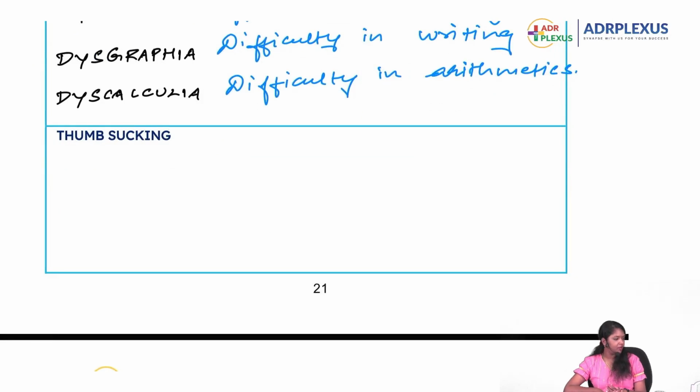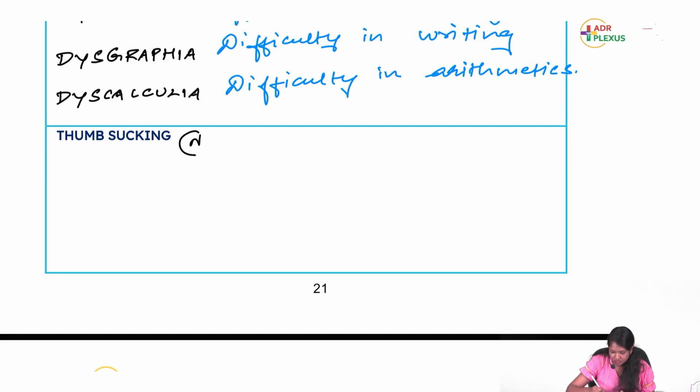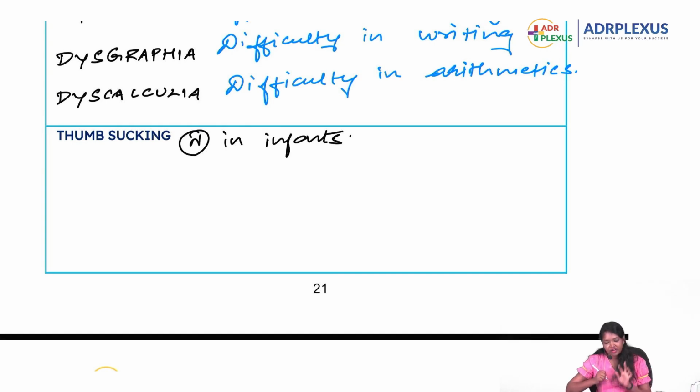Okay. Next behavioral abnormality is thumb sucking. So many children would have seen comfort sucking. So it is normal in infants. Definitely, if you see a baby who's less than 1 year, the baby will be keeping the thumb in the mouth. So what will people do? Don't do that. Don't do that. Why is the baby doing that?